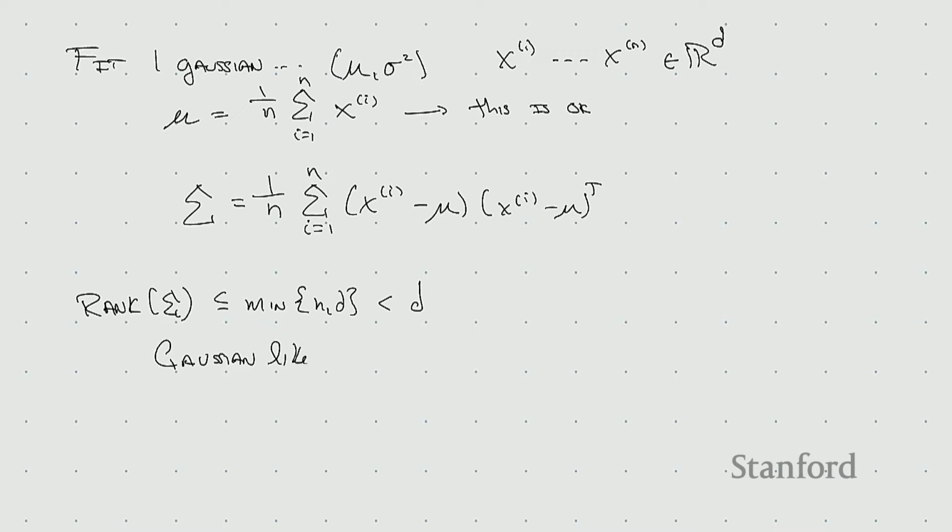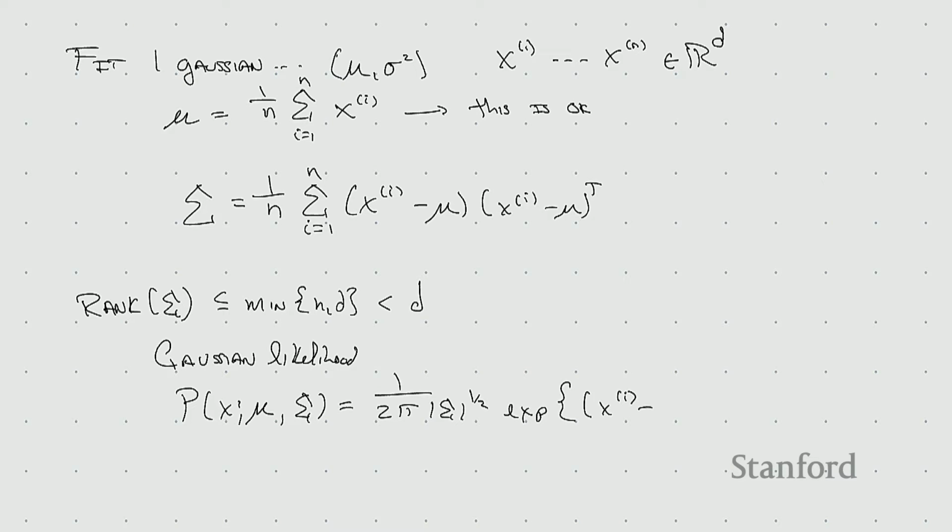Likelihood. Okay. So remember, our favorite thing looked like this: the Gaussian density with 1 over (2 pi)^(n/2) determinant of sigma to the 1/2, times exp of x minus mu transpose sigma inverse x minus mu. Oh, there should be no xi, sorry, it should just be x.